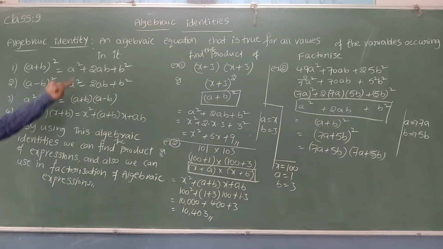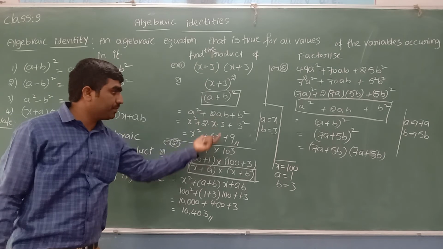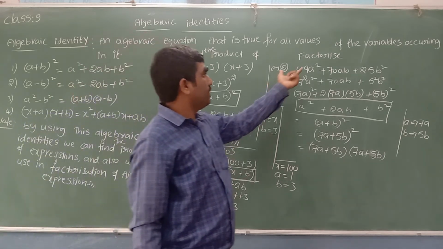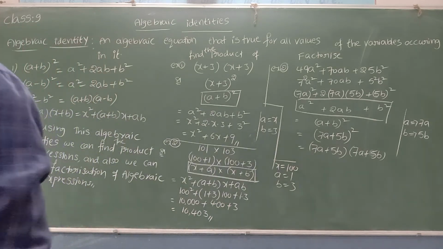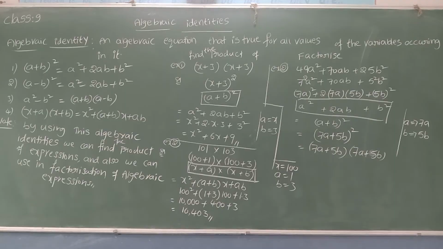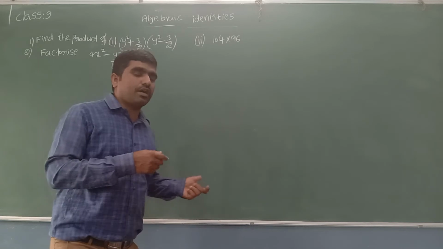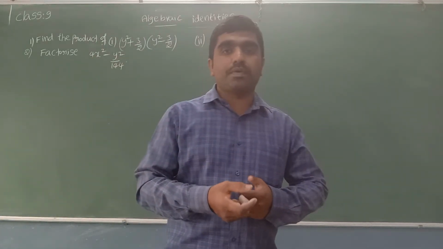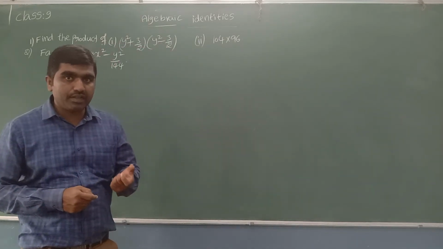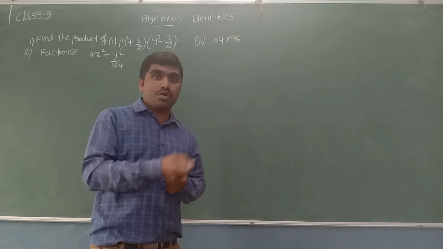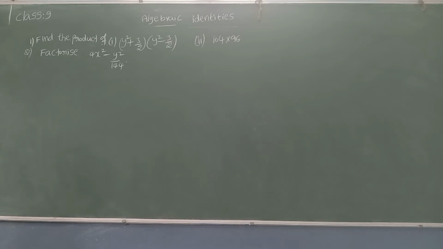Clear? Some algebraic identities we took, and we applied them to find the product of expressions, and also to factorize algebraic expressions. Hope it is clear. Okay children, let's see some applications of these algebraic identities. By using them, we can find the product of expressions, and also factorize expressions. Let us see some examples based on these identities.